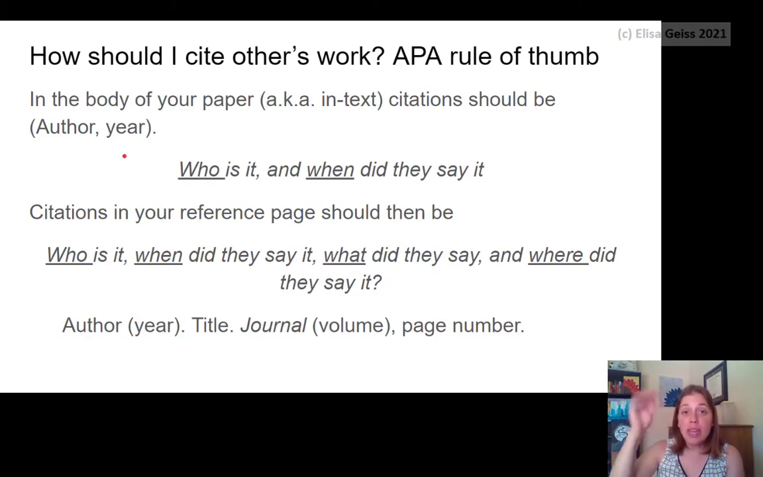And then, so that's the in-text citation in the body of my paper. And then at the very bottom of my paper, I have my reference pages. And in that reference page, you start off the same thing, Smith 2000, and then what's the title, and where did they publish it? So what's the journal that they published in?